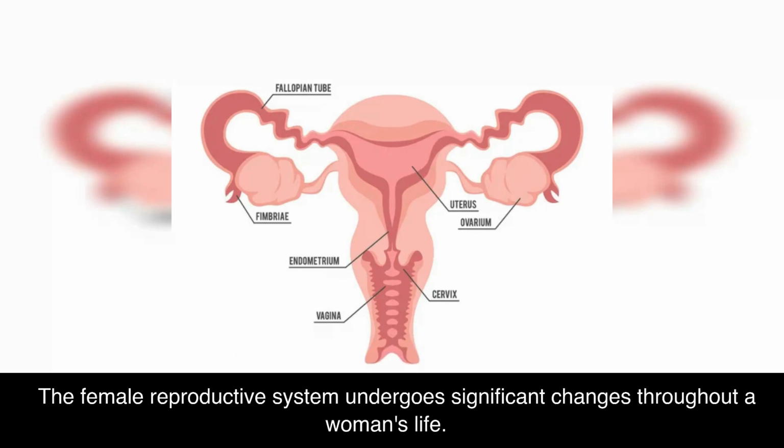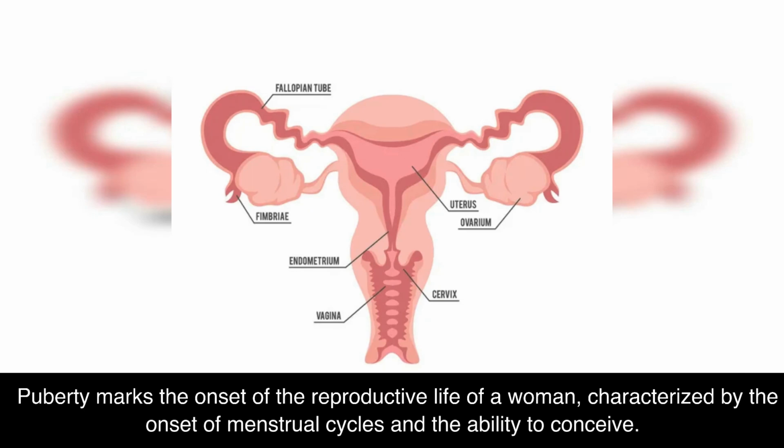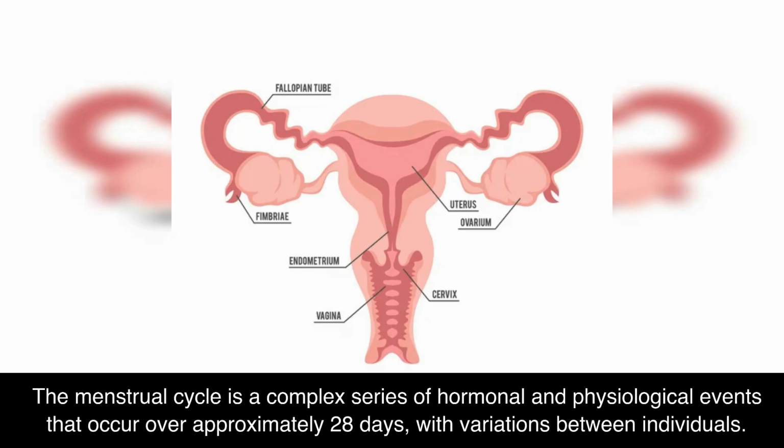The female reproductive system undergoes significant changes throughout a woman's life. Puberty marks the onset of the reproductive life of a woman, characterized by the onset of menstrual cycles and the ability to conceive. The menstrual cycle is a complex series of hormonal and physiological events that occur over approximately 28 days, with variations between individuals.